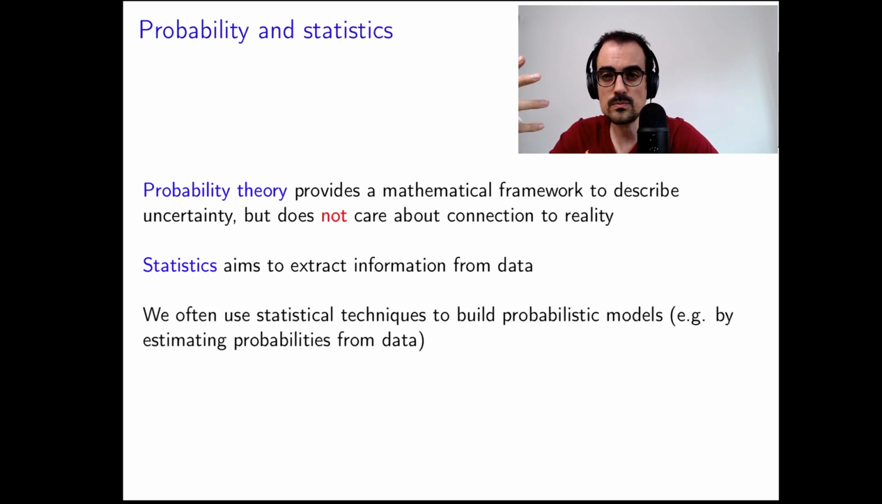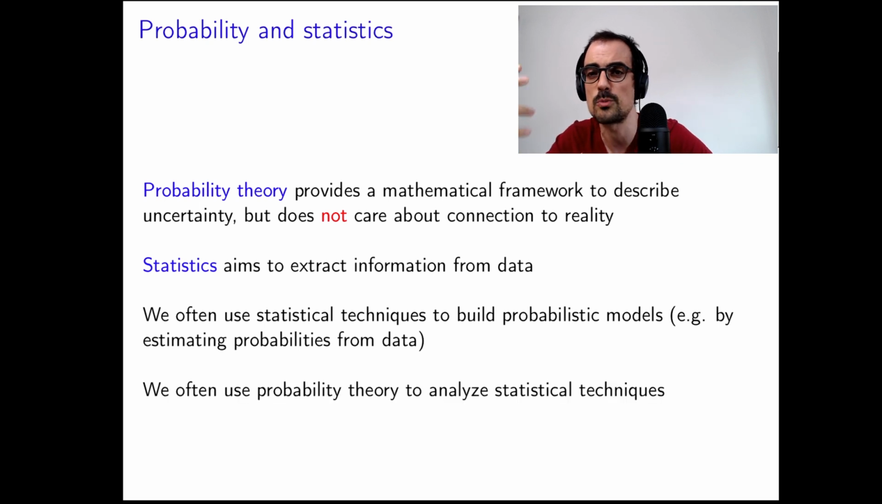It's also important to note that the interconnection between probability and statistics goes in different directions. We often use statistical techniques to build probabilistic models, which means basically objects that have a probabilistic meaning, such as probabilities. We need to estimate them from the data, so we use statistical techniques to do that. But we also go in the opposite direction. Sometimes we take a statistical technique and we use probability theory to analyze its behavior under usually some idealized assumptions.